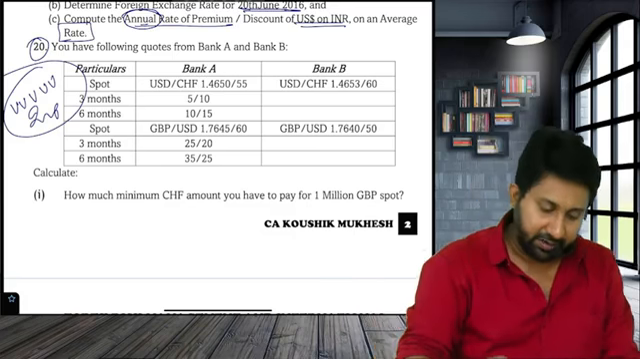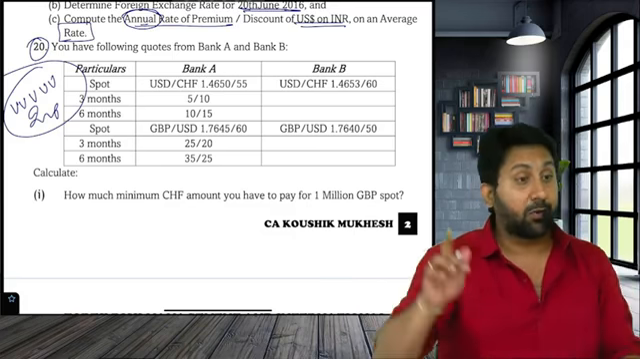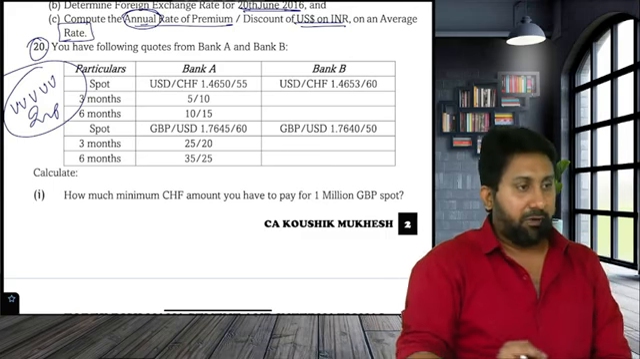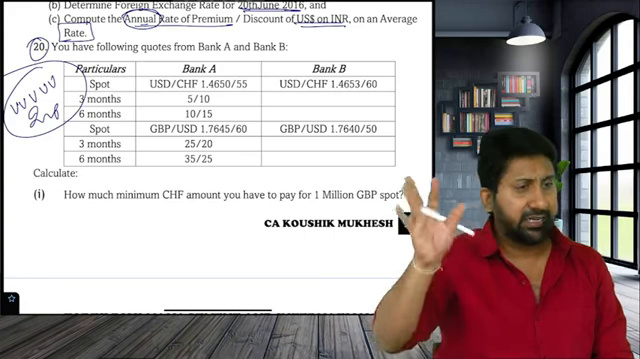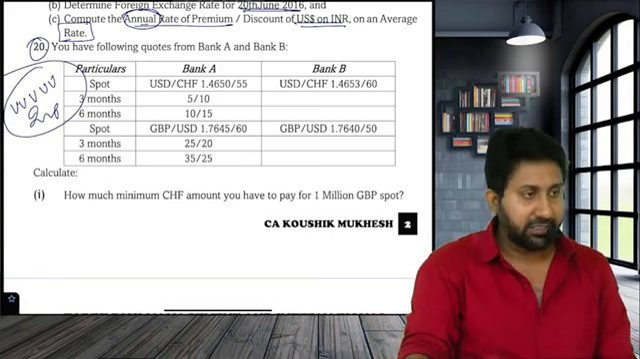See there. Spot USD CHF. This is also a quoted currency. USD slash CHF. How to understand this? Not USD by CHF, it is CHF by USD. 1.4650 dash 1.4655. Bank B. Two banks are there, and in two banks the quotation is given in a different way. 3 months, 5/10. That means when nothing is said, last digits you need to adjust. 6 months. Spot GBP USD means USD by GBP. Okay, this is the question.